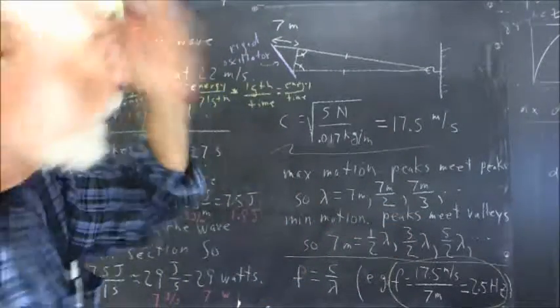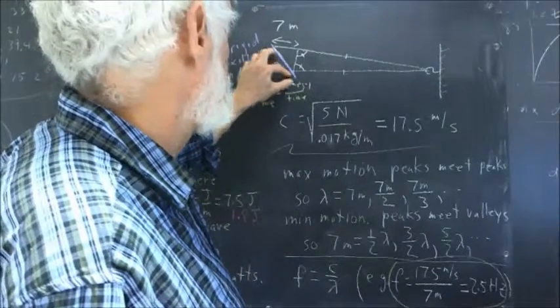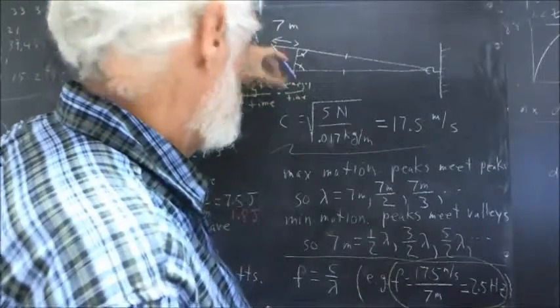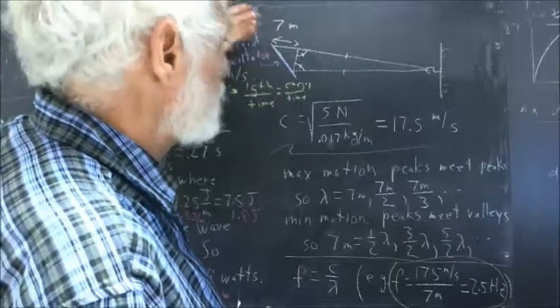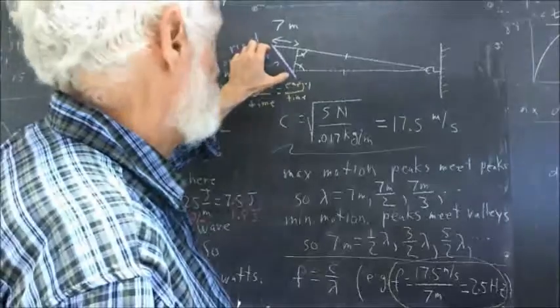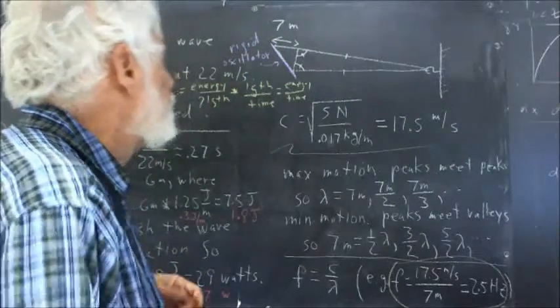Well, a peak is going to be produced here at the same instant it's produced here, because this oscillator only goes to the maximum positive displacement once per cycle, and it's going to do that simultaneously with both, the oscillator being rigid.